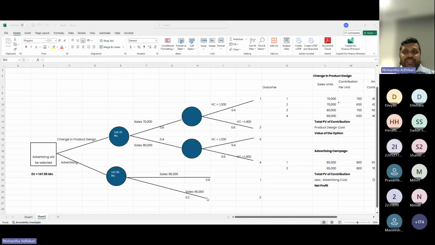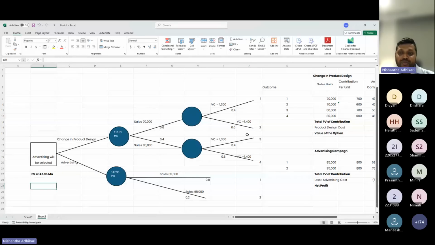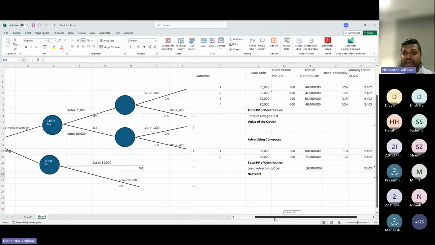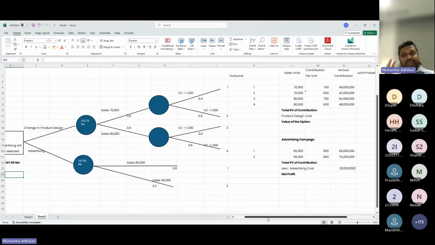I'm quickly running through, guys. Joint probability, how did it arrive? Joint probability 0.6 into 0.4, because these values contain two probabilities, sales and variable cost. Then you can calculate joint probability. Hope you have understood the whole calculation arrangement. If there were leisure time, we could explain in detail, but I am trying to complete as soon as possible because time is passing.